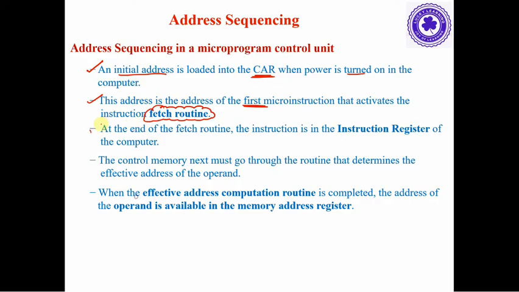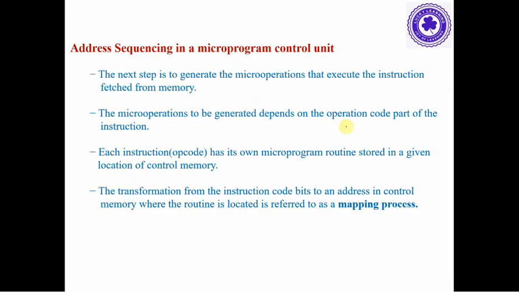At the end of the fetch routine, the instruction fetched from memory is stored in the instruction register, IR. Now that instruction is going to be decoded, so the control memory next must go through the routine that determines the effective address of the operand. Once the effective address computation is completed, the address of the operand is available in memory, and next it has to execute the current instruction.